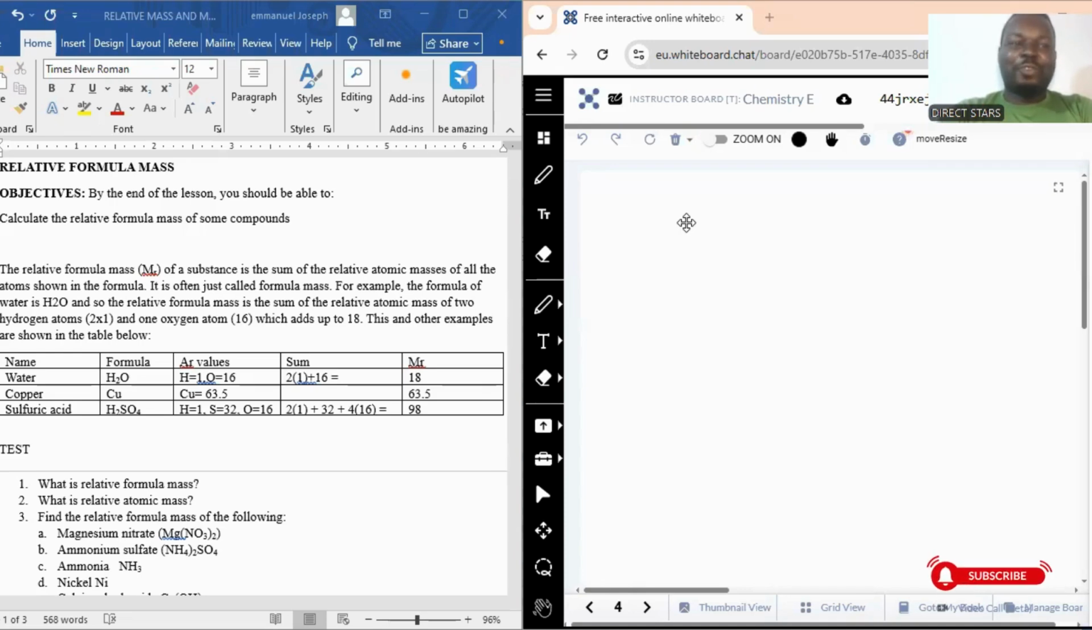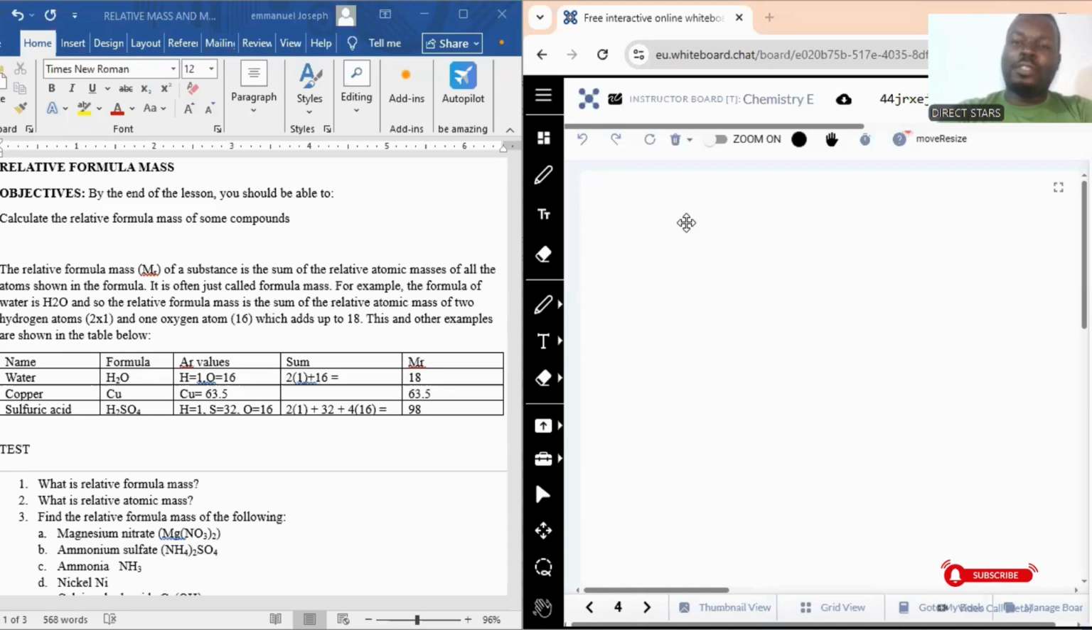Today we'll be looking at relative formula mass. By the end of the lesson, you should be able to calculate the relative formula mass of some compounds. Okay, we have treated how to get the atomic mass of elements from the periodic table when we treated the topic periodic table.